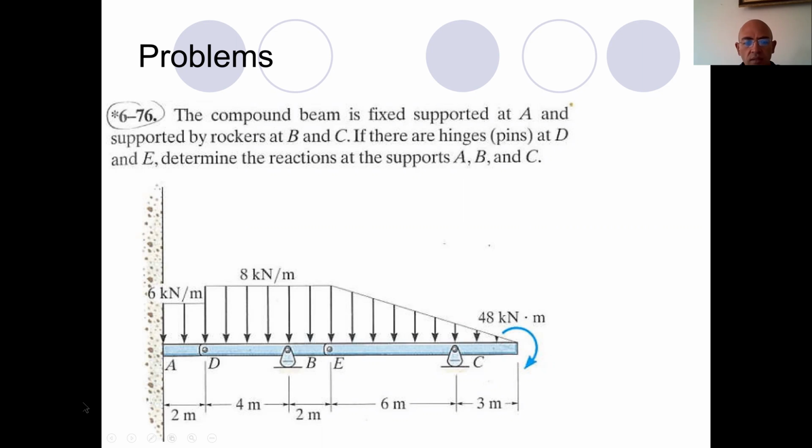Okay, so we are given a system of beams. So first we have beam AD. It is fixed to the wall. Then we have another beam DE. There is a rocker. You can think like this. So there exists a slider at point B. Then we have another beam, third beam, EF. Let's say that this is the F, the free end.